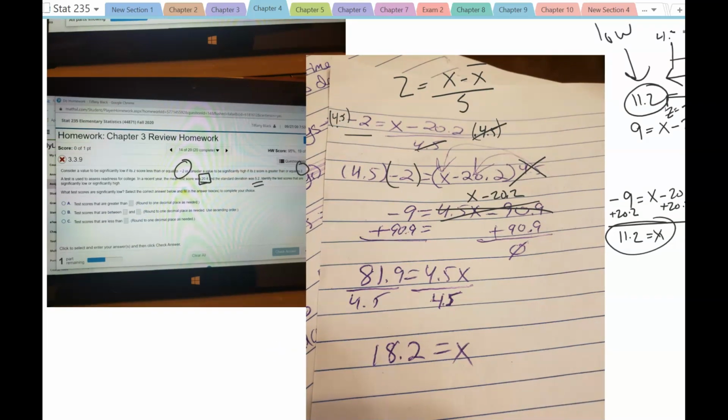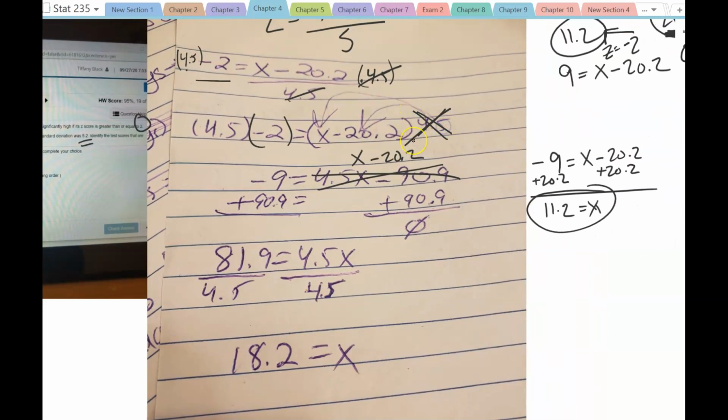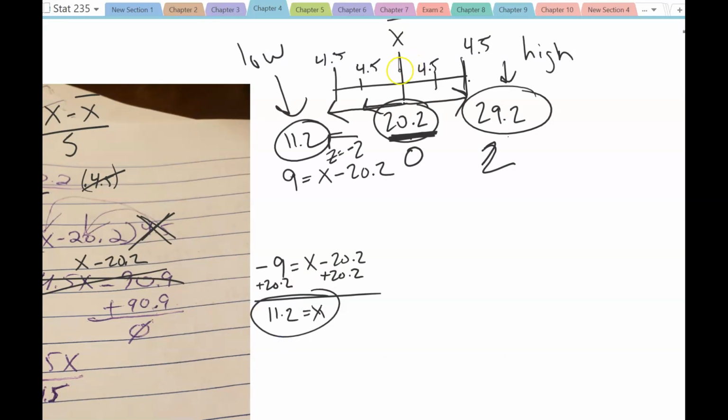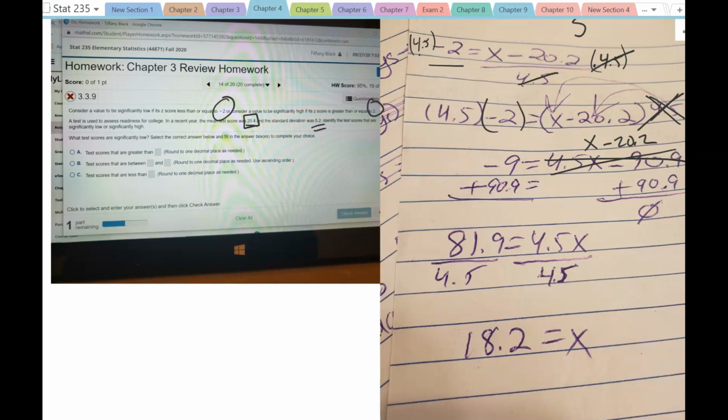So hopefully that shows, I'm not sure algebraically what went on here. You definitely can use this formula, but you can also draw the picture to see. I have the mean. If I add 1 standard deviation, I'm adding 4.5. If I add 2 standard deviations, I'm adding 4.5 twice. Same thing with the other direction.